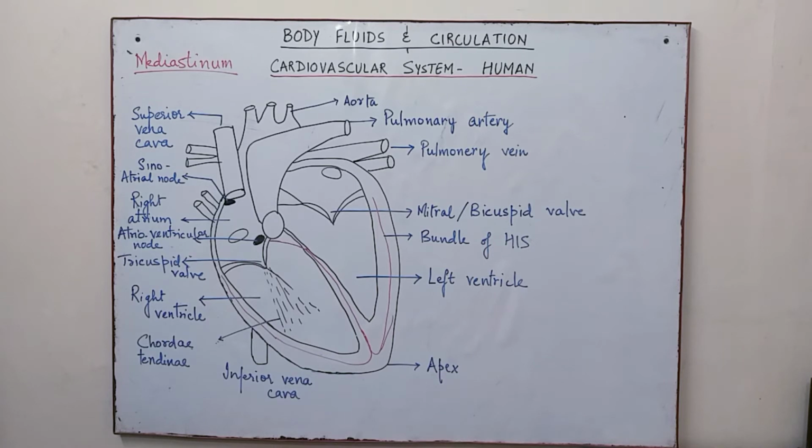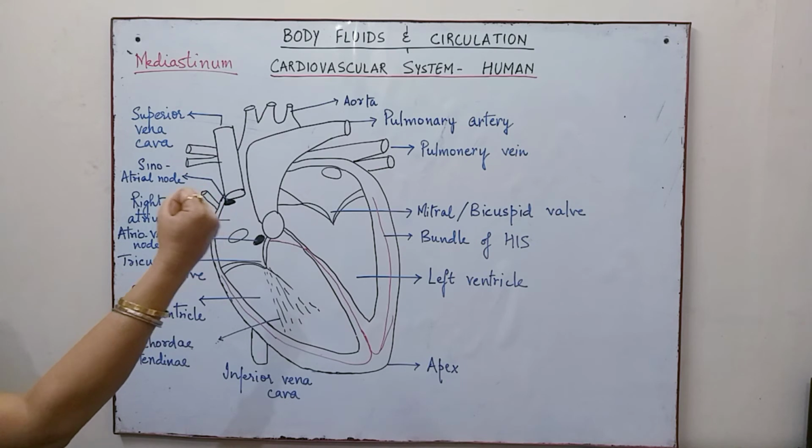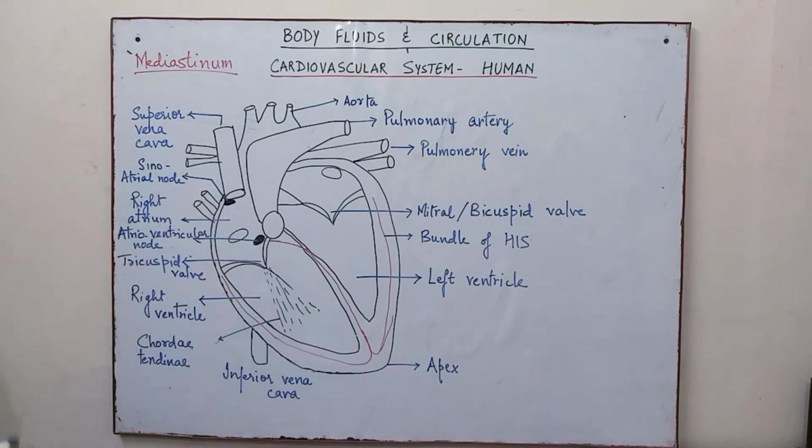Now if we look at the size of the heart, it is the size of a clenched fist. Approximately, an adult heart is 12 centimeters in length and 9 centimeters in width, and it weighs approximately 300 grams. Now this is about the position and the size of the heart.